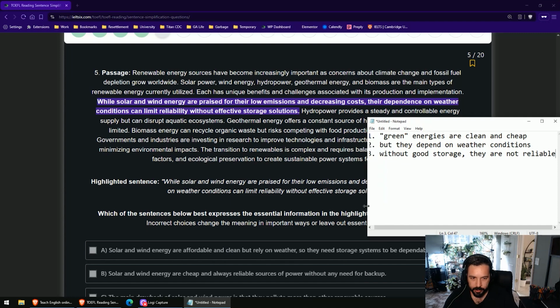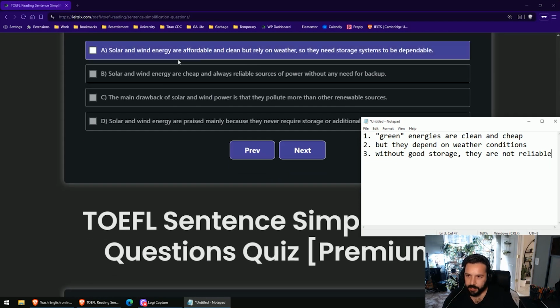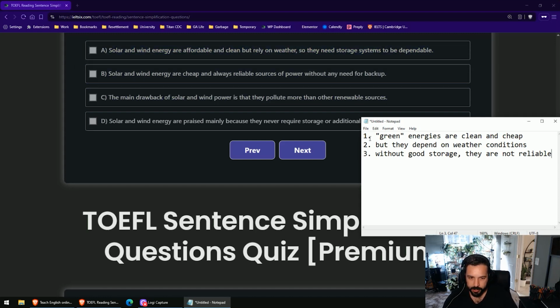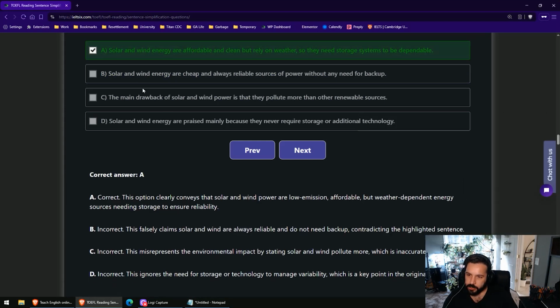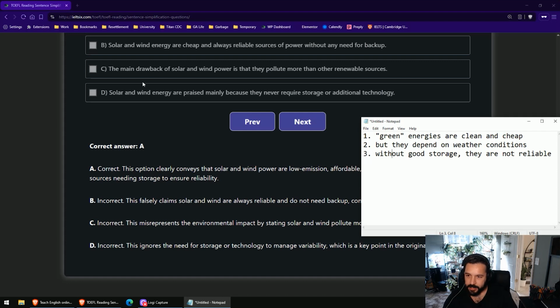Okay, so now let's see which of our options match this. Solar and wind energy are affordable and clean. Okay, but rely on weather. True. So they need storage systems to be dependable. 100% correct. Includes everything that we needed. Solar and wind energy are cheap and always reliable. No, they're not always reliable. We said the opposite. The main drawback or disadvantage of solar and wind, I would stop here because we never said the biggest or the most important or the main disadvantage. We said it is a disadvantage, but we never said if it's the biggest or the least important one. Could be either one or just one of them.